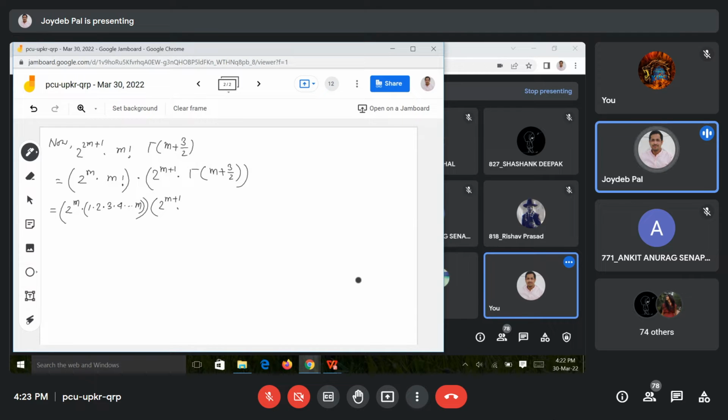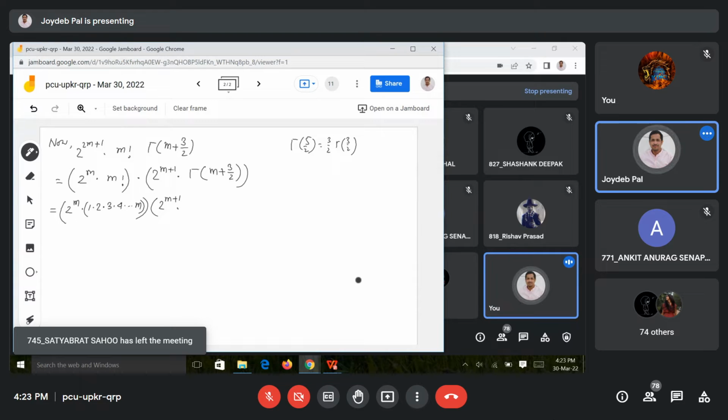Like I'm giving you two examples. Gamma say 5 by 2. So gamma 5 by 2, I can write 3 by 2 gamma 3 by 2. Then gamma 3 by 2, I can write half gamma half, right? So 3 by 2 into 1 by 2 into gamma 1 by 2. So by the property of gamma, I can write gamma 5 by 2 is equal to 3 by 2 into 1 by 2 into gamma half. What is the property I have used? Gamma alpha plus 1 is equal to alpha gamma alpha.